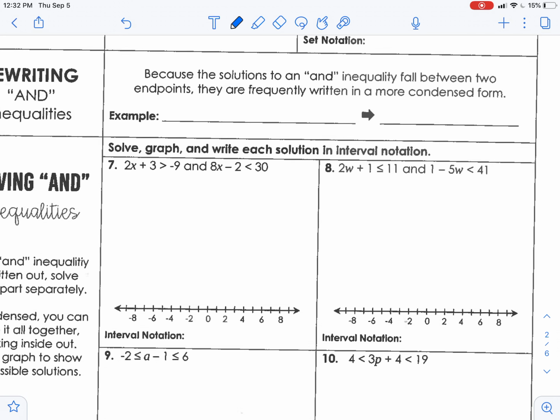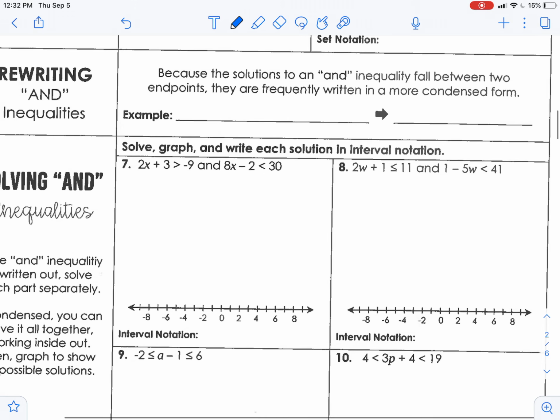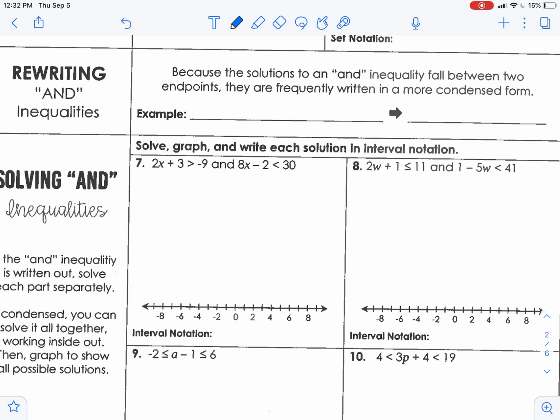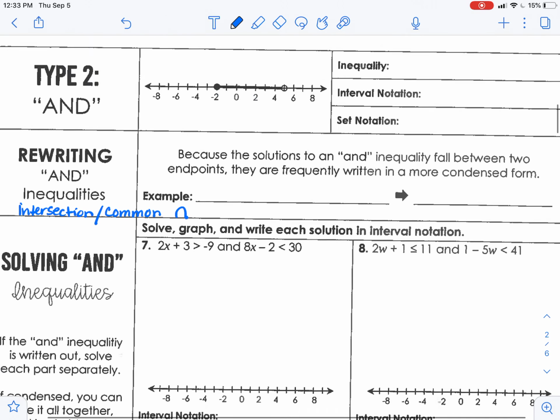So when we go to do the and, it means intersection, okay? Or what we're looking at is what do the graphs have in common? Okay, what do the graphs have in common? And the symbol we're going to use for it is an intersection symbol. It looks like that, okay?